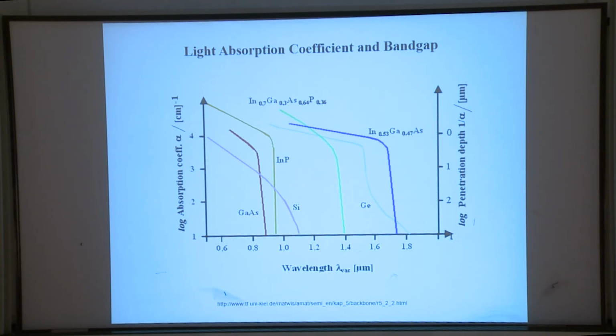The green one has a wider band gap than the blue one. So the 4-element compound for this certain composition has a wider band gap than this one. So a wider band gap means shorter wavelengths, the same as higher energy has shorter wavelengths. Okay?